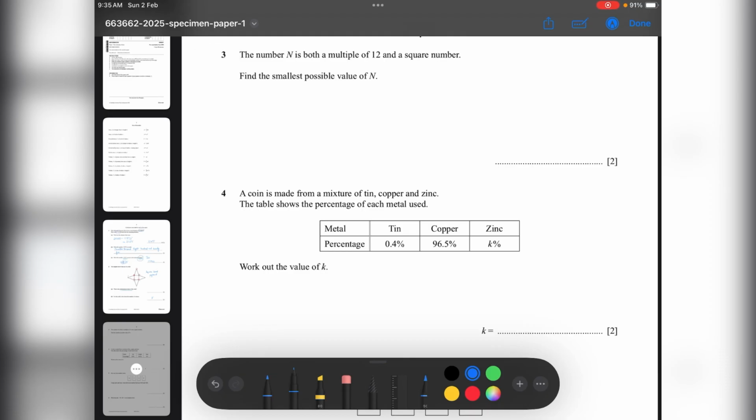the number n is both a multiple of 12 and a square number. So you have to think about a number that is, what do you call it? Yeah, it should be a square number. So what is the smallest value here? First of all, you should know what the multiples of 12 are. So what will it be? 12, 24, 36, and what is it? 48. Now what you noticed is that 36 is a square number. Yes. So the answer is 36. Okay.